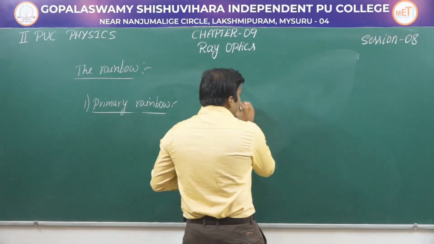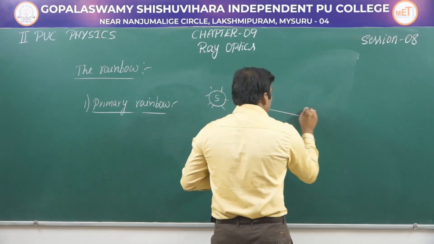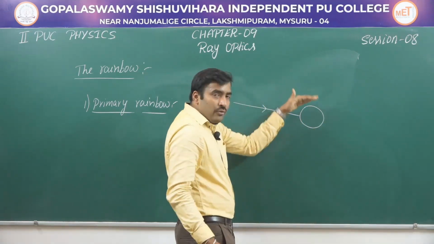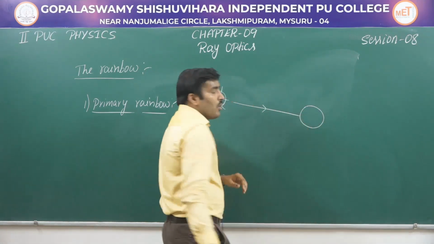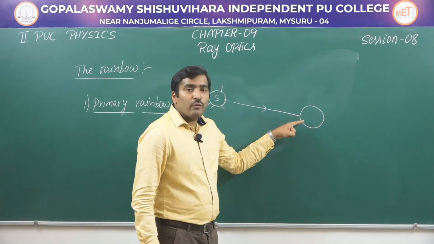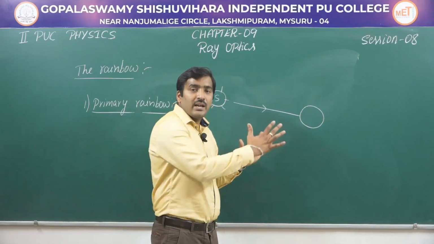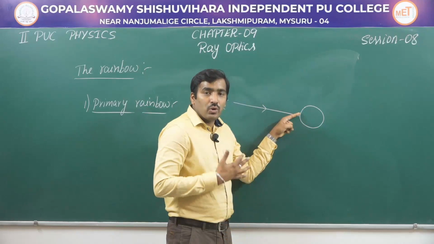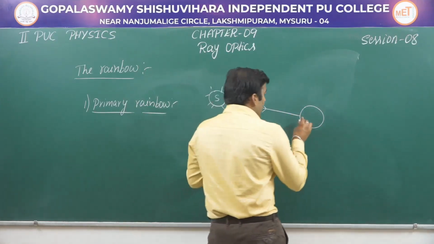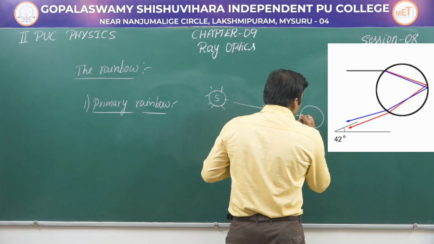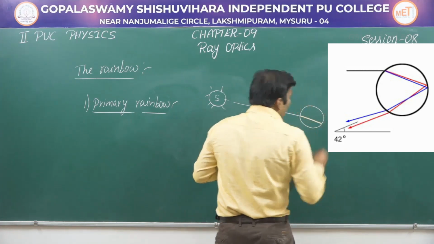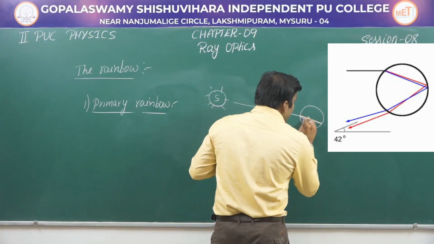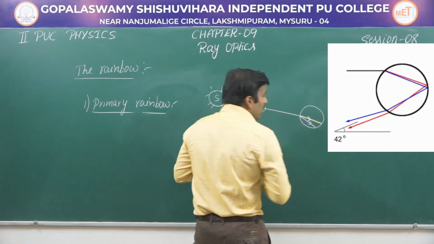Imagine a ray of light from the sun is incident on a spherical droplet of rainwater. A spherical droplet of water is nothing but a dispersive medium, just like a prism. So when white light, sunlight, enters this droplet, the colors are going to split. The red color, which has a longer wavelength, bends the least, and the violet color, which has a shorter wavelength, bends the most.